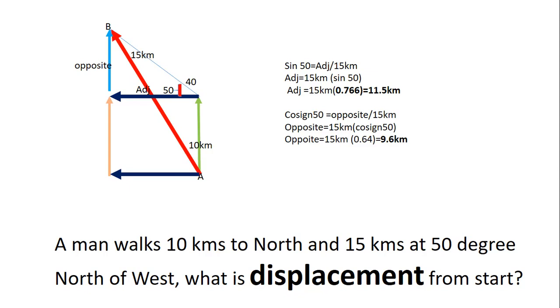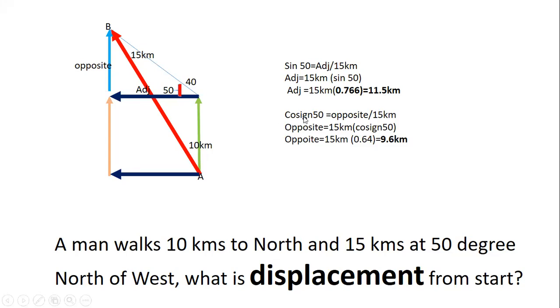So what do we do here? The sine of 50-degree, the sine of this angle, is equal to adjacent over hypotenuse. The hypotenuse is already given, it's 15 kilometers. So adjacent is equal to 15 kilometers times sine of 50-degree, which is 0.766, approximately 11.5 kilometers.